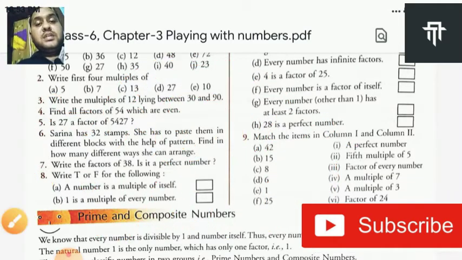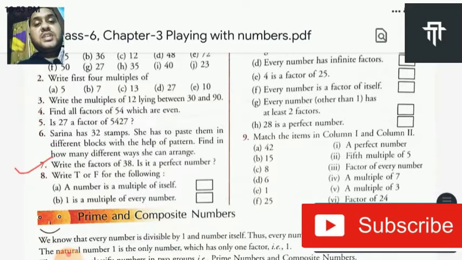Next question, question number 7. Question number 7 is, write the factors of 38. Is it a perfect number?